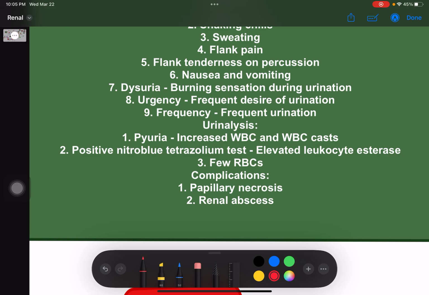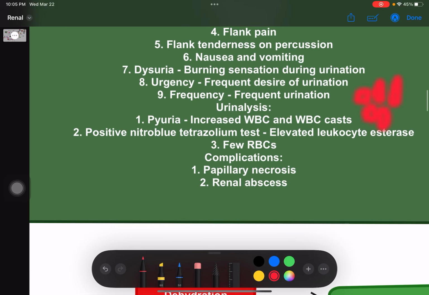In urinalysis, the most distinctive characteristic is pyuria, which is pus in the urine, increased white blood cells, and consequently accumulations of white blood cells, which are white blood cell casts, like this. Turbo-blue tetrazolium test, which is elevated leukocyte esterase. There can be few RBCs, and those microscopic hematuria, and complications are papillary necrosis, which is a serious complication, and renal abscess.